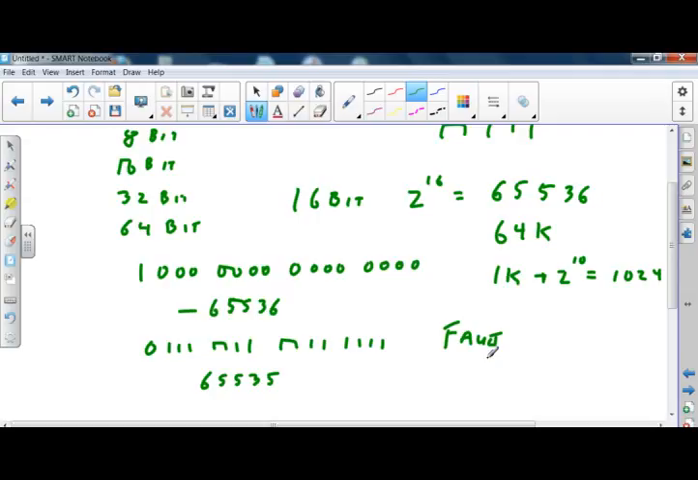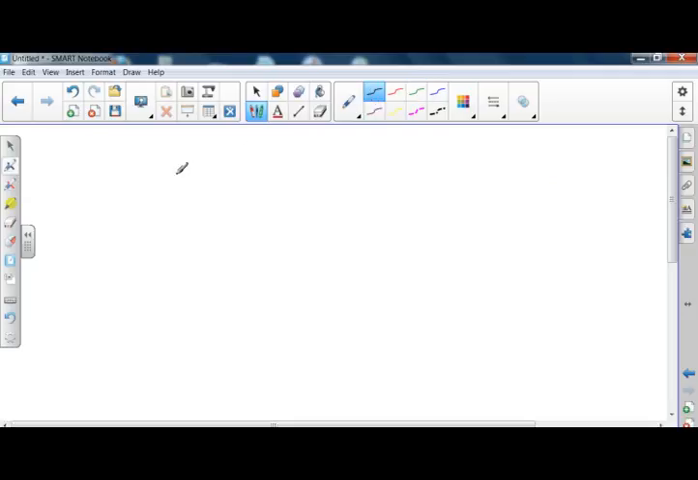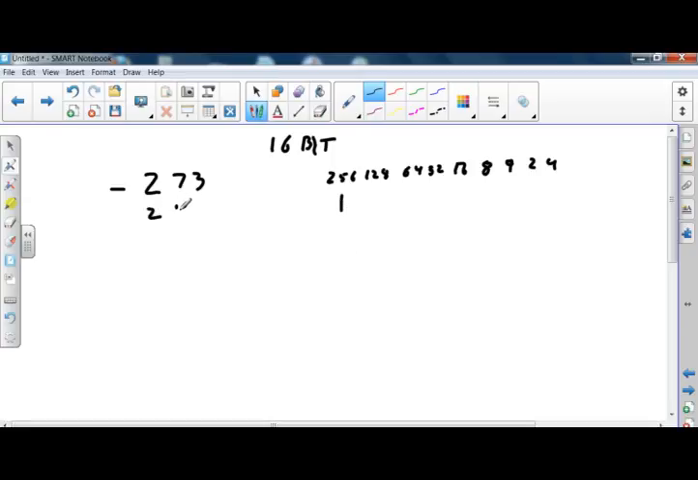So I want to go from 273, well, I want to know what minus 273 is. And I'm going to use 16 bits to do it. Okay, so the first thing I'm going to do is find 273. And so units, 2's, 4's, 8's, 16's, 32's, 64's, 128's, 256's. So I needed 256. 256, 17. I have 17.